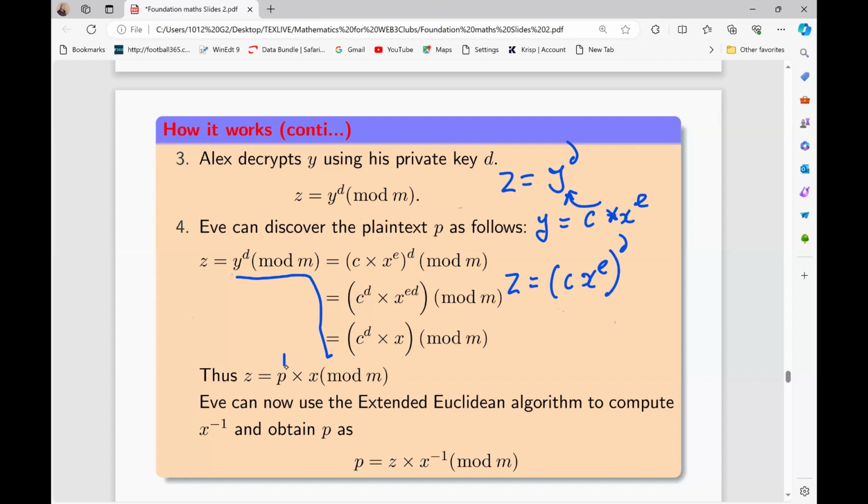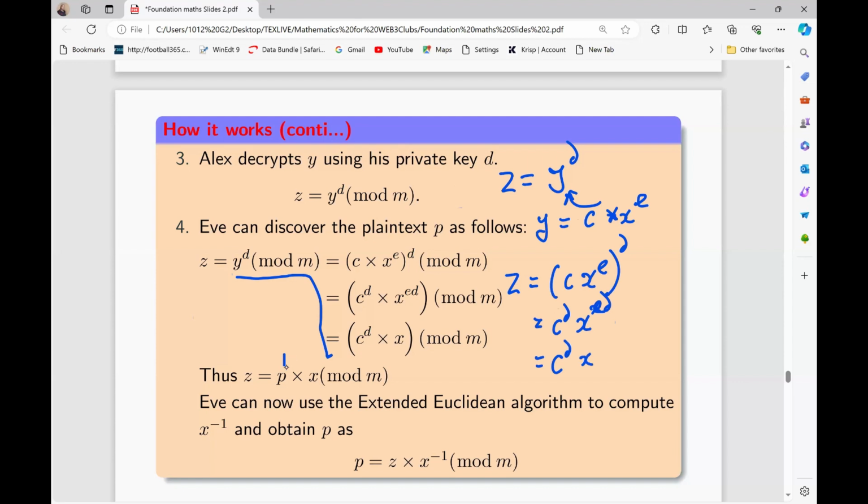And so this is the same as C raised to D, and then X raised to E times D. But E times D is 1. So this gives us C raised to D, and then X.